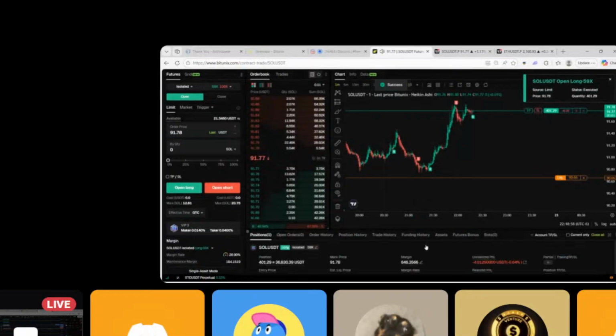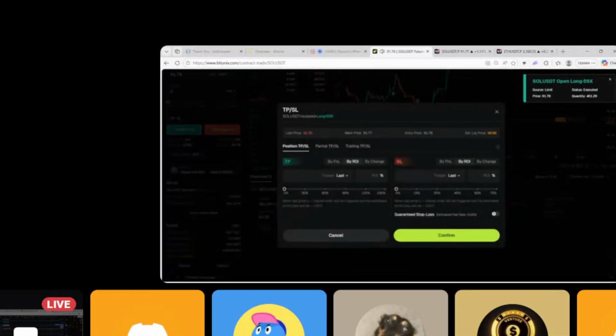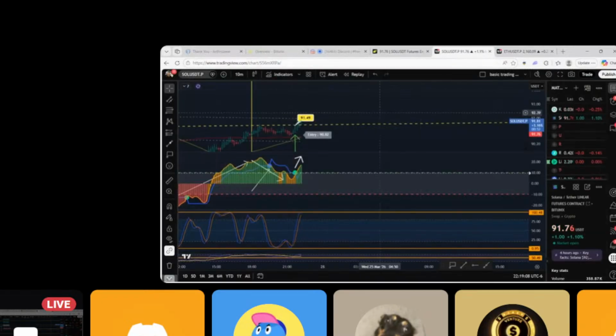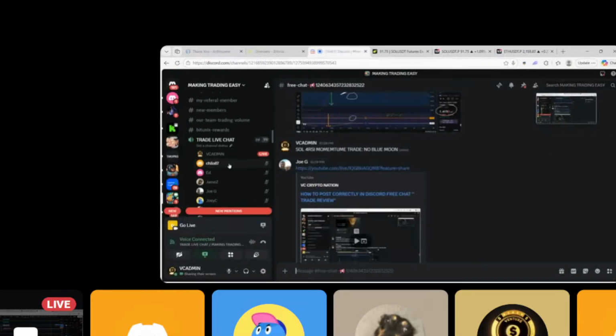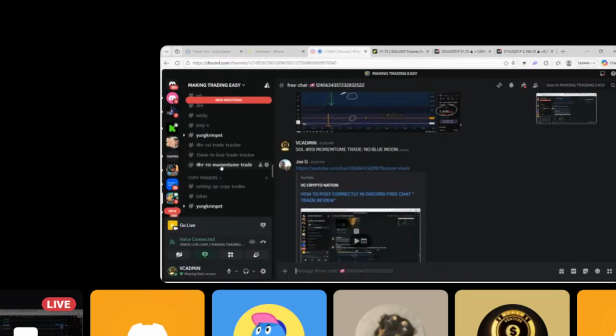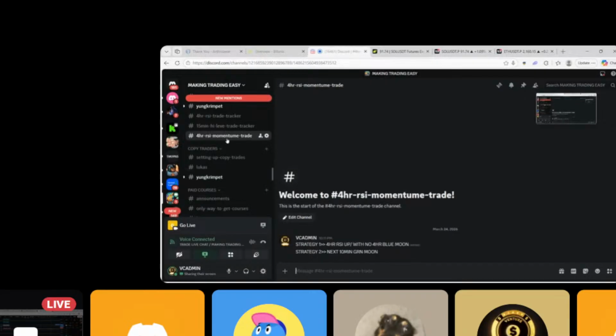So as far as seeing what you did or didn't do right or wrong, it just allows us to look at the basics, right? And if we want to know what this trade is, we slide down to the trading 102, and then we just take a look at what it is. So we scroll down. This is the 4-hour RSI momentum trade. Strategy 1 is 4-hour RSI up with no blue moon. On the 4-hour, no blue moon. Strategy is the next 10-minute green moon, which is the entry. And that's pretty much it.